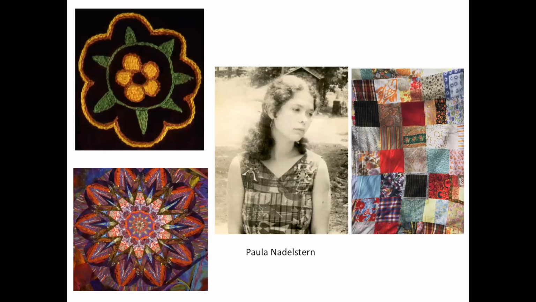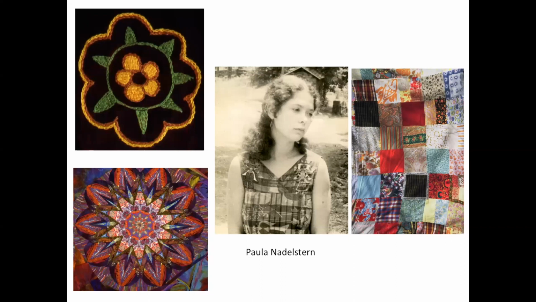Paula Stern loves both color and pattern, which have served as the touchstones of her work for several decades, from hand embroidery in the 1970s, which we see at the upper left, to the kaleidoscopic imagery for which she is now best known. At the bottom left, we see a detail from one of her 1994 quilts.